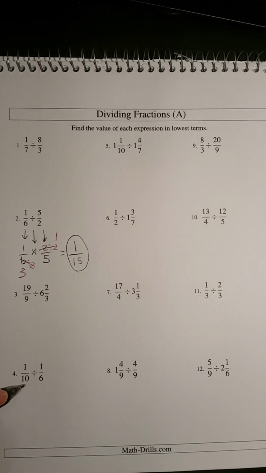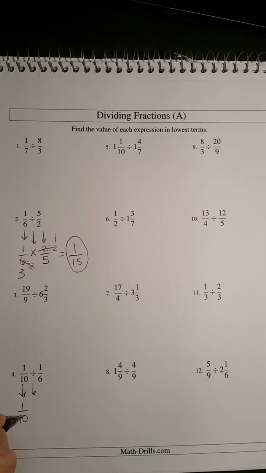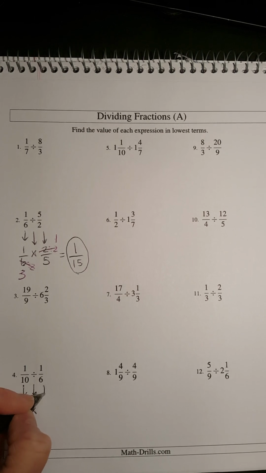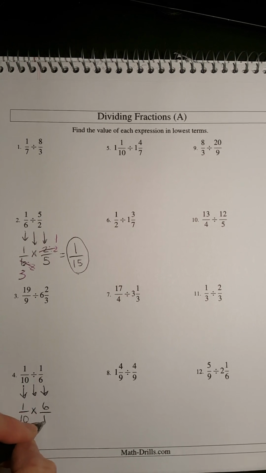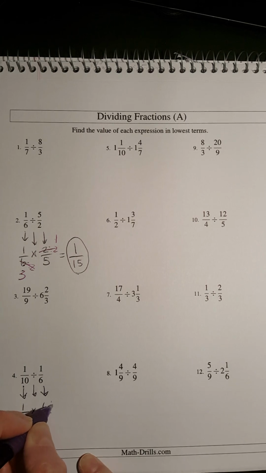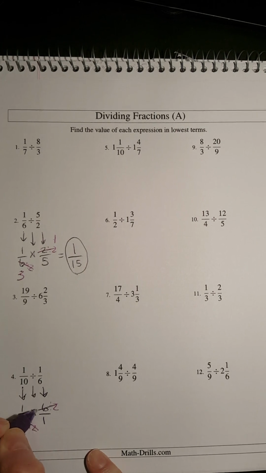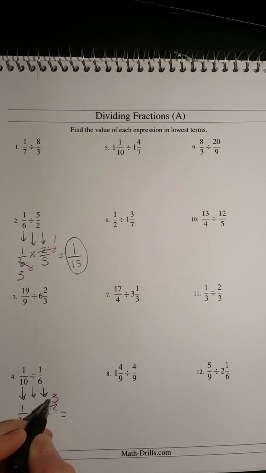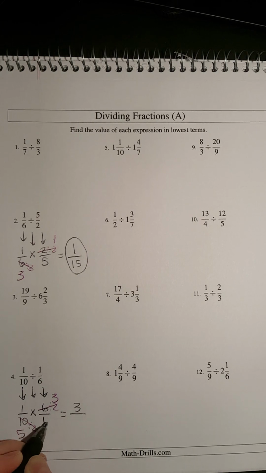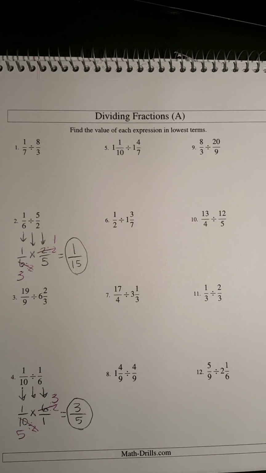Okay, let's do 1/10 divided by 1/6. So 1/10. That's my drop. Change. Flip. 10 and 6 both can divide by 2. 10 divides by 2 and goes to 5. 6 divides by 2 and goes to 3. 1 times 3 is 3. 5 times 1 is 5. This is my final answer.